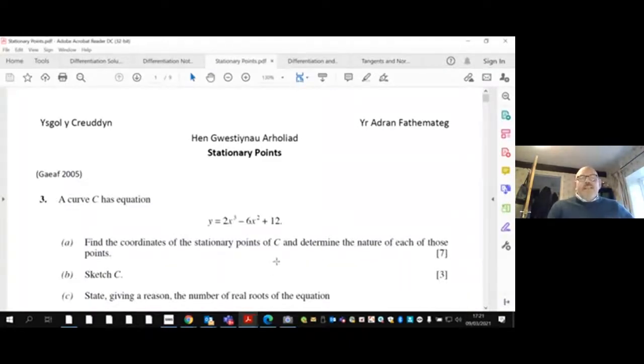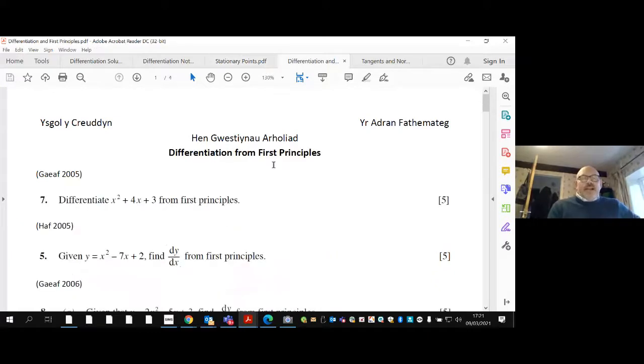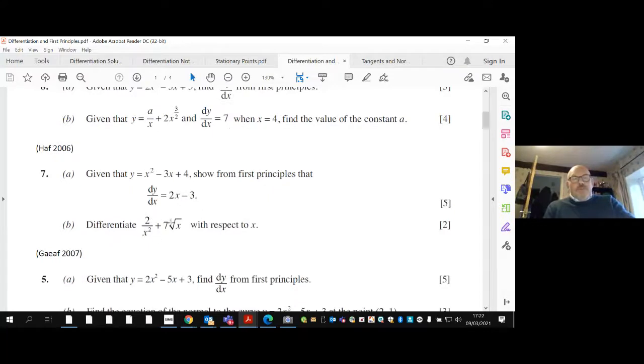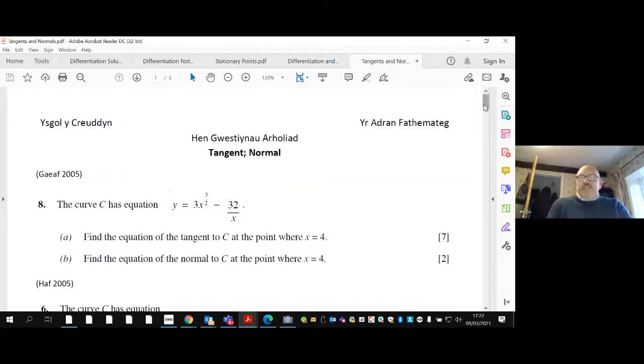And there were three sections in differentiation. First of all, differentiation from first principles and differentiation of expressions. So this question here says from first principles, but here it's giving you find dy by dx. Differentiate, not from first principles, just differentiate. Okay, and then tangents and normals. Again, a big section on tangents and normals.